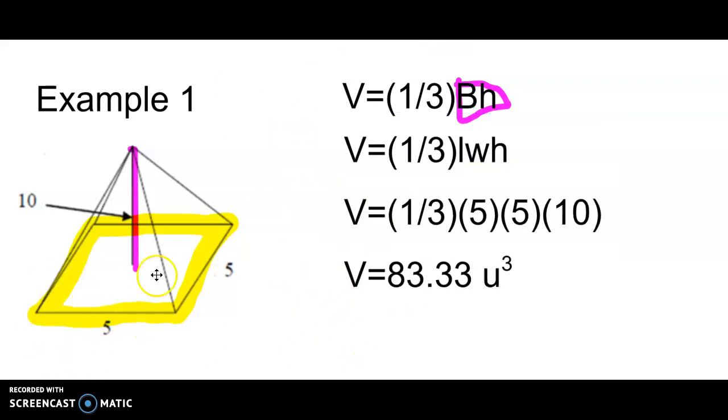So just like yesterday, we had to find the area of that base and multiply it by the height. But then we had to account for the 1/3 because we don't have the full prism here. We have a pyramid which is being taken out of the prism.